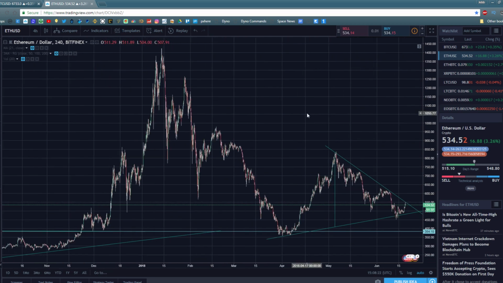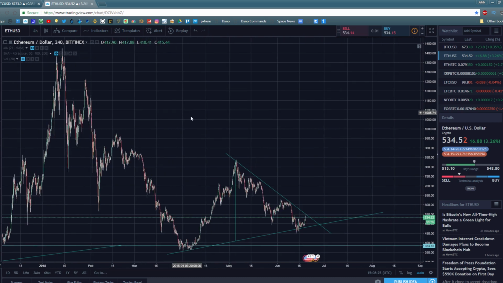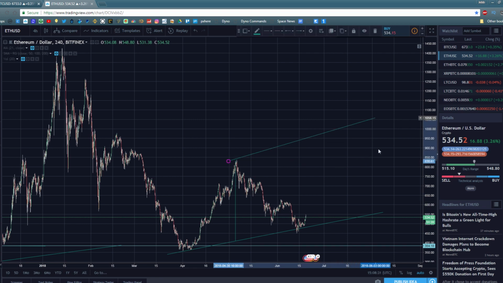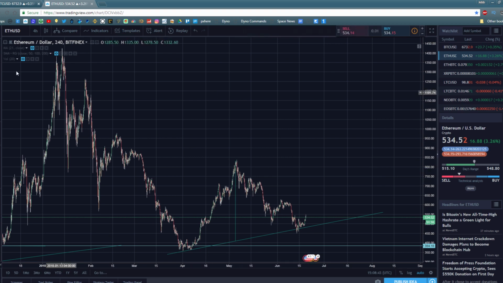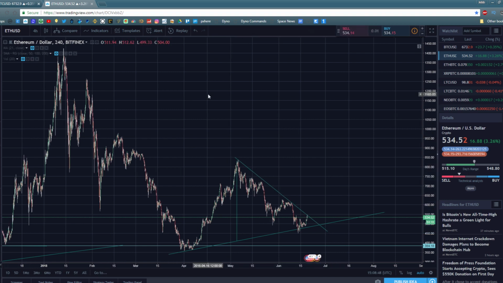So that is a triangle pattern, but what happens if one of these lines is horizontal? What happens if this level of resistance was like this? Well, that's not a wedge because it's not pointed up, and it's not a triangle necessarily because it's not pointed down. What is it? This would be considered an ascending triangle pattern. If our resistance level was flat like this, this would be considered an ascending triangle pattern, and actually, on Ethereum, we have a very good example of that, which is why we're doing this on the Ethereum chart.